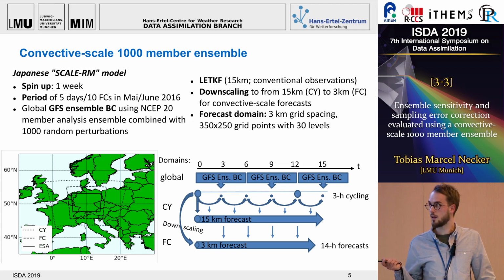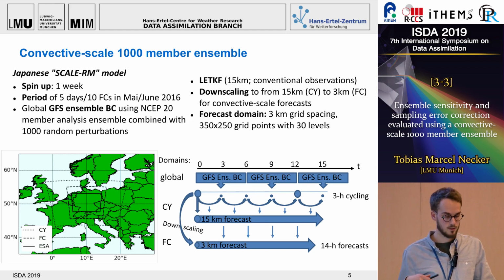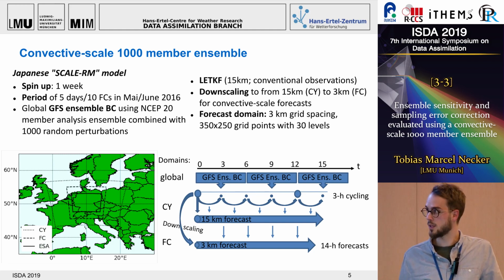After we have done the cycling, we do a downscaling to 3 kilometers to get to convective scales. We use a 15-kilometer grid spacing forecast, which is run on the large domain, to drive our convective-scale simulation.